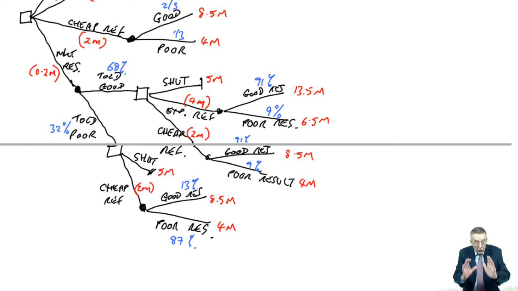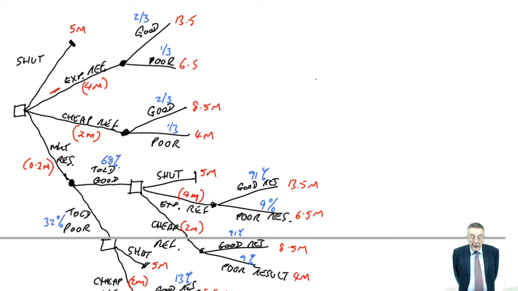So there we are, we've drawn the tree. I've now put in all the cash flows. I've put in the probabilities. We're now in a position to start making the decision. And let's look at these various options. Our main decision as of now is shall I shut, or shall I refurbish, or do market research? Well, shutting, we know what the outcome is. It's 5 million. The question is whether the other three give us more or less than 5 million.